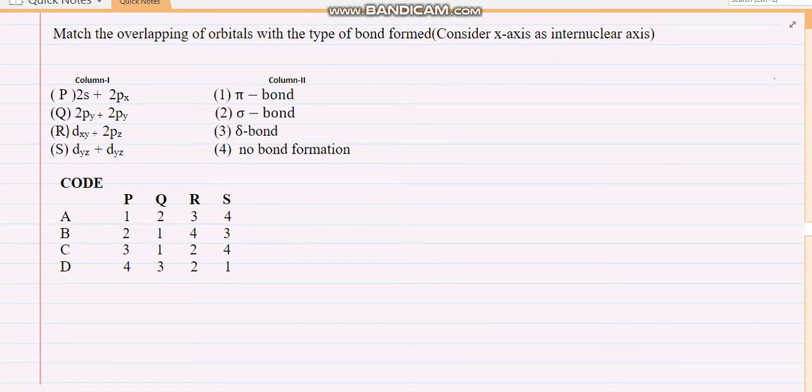Hi guys, today I am going to discuss a question with you in chemical bonding. Let's see the question here. Match the overlapping of orbitals with the type of bond formed. Consider the x-axis as an internuclear axis.